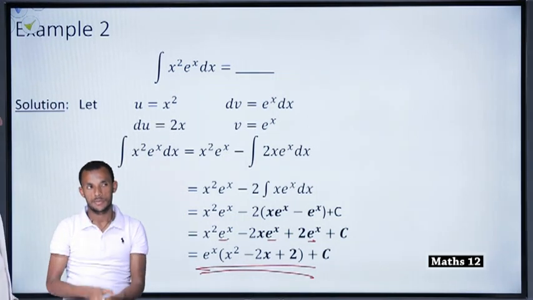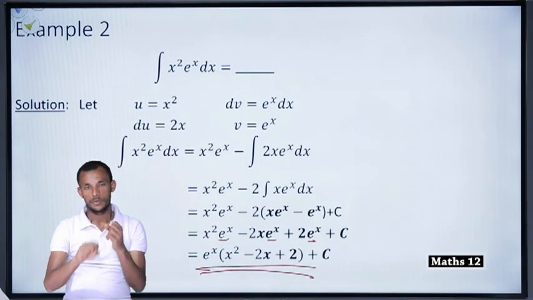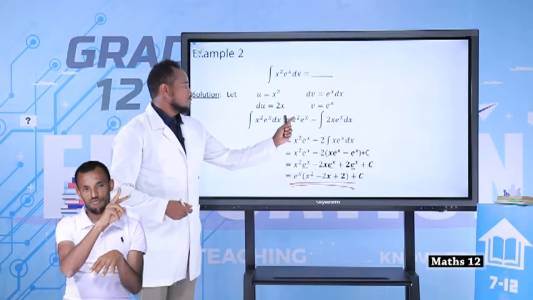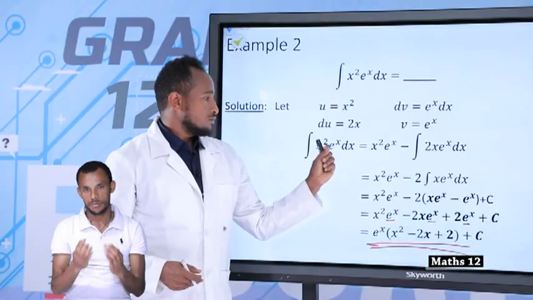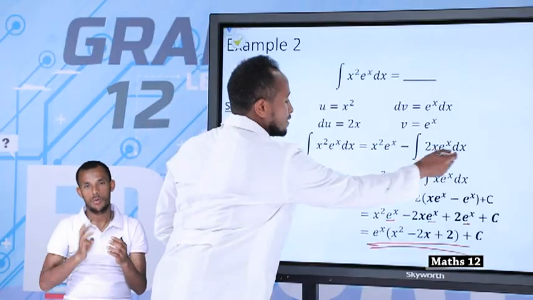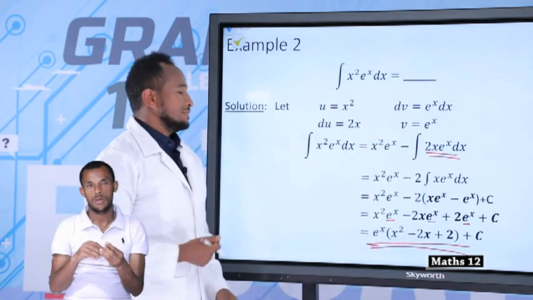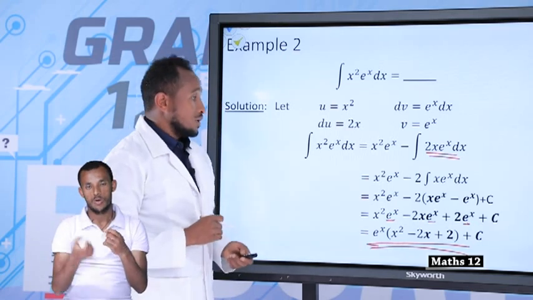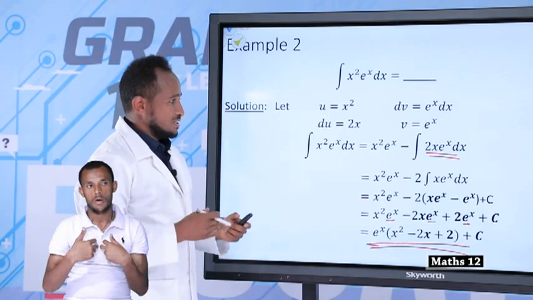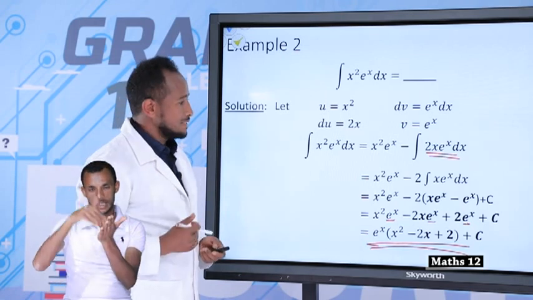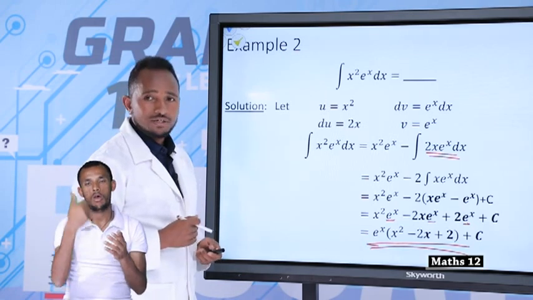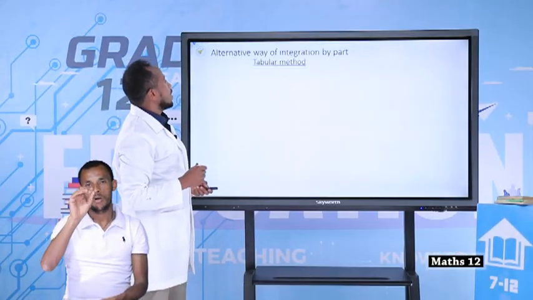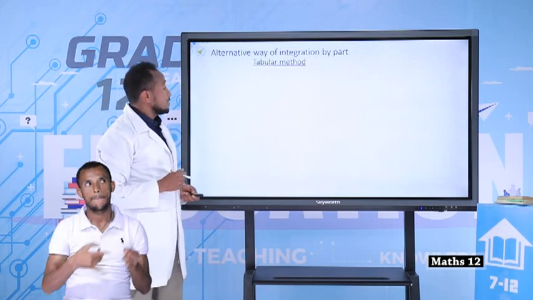To avoid doing integration by parts several times, as you see here, we have used one integration by parts for the original integral, and next we have applied integration by parts again for this. We have to omit this duplication. We will have another technique, which we call the tabular method. So let's see integration using the tabular method.